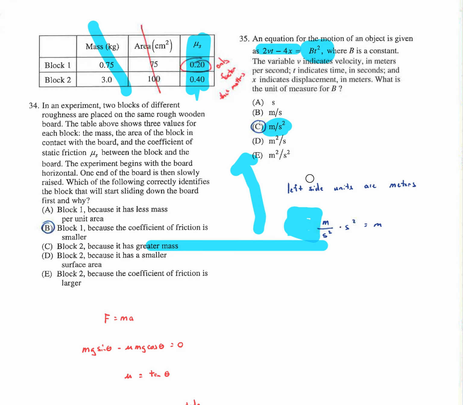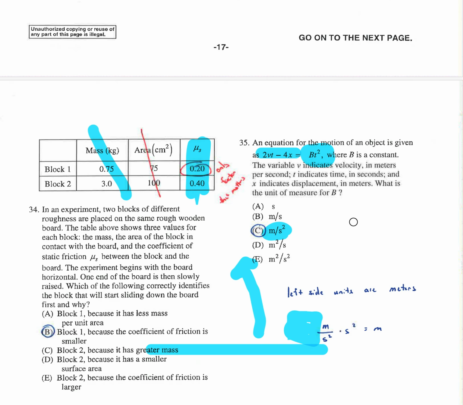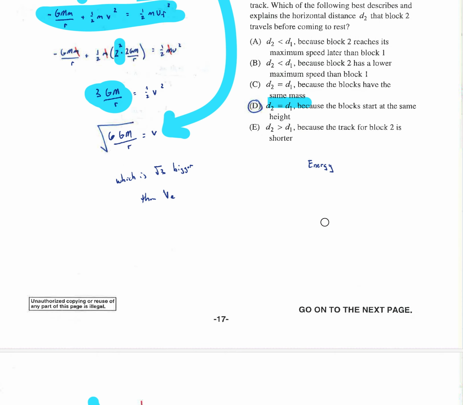I do think that test was a little trickier than the other ones, but they're all just a little bit different. Absolutely worth reviewing all those questions.